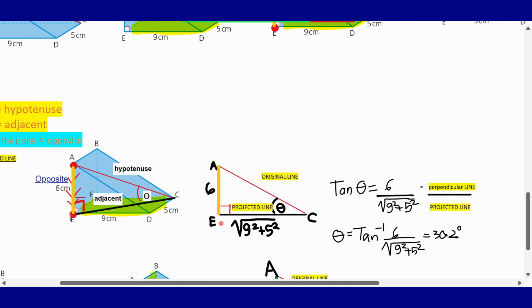TOA, opposite over adjacent. So the opposite is always the perpendicular line, and the adjacent is always the projected line. So perpendicular line over projected line. So theta is equals to tan inverse of 6 over square root of 9 square plus 5 square, that's 30.2 degrees. So that is the theta.